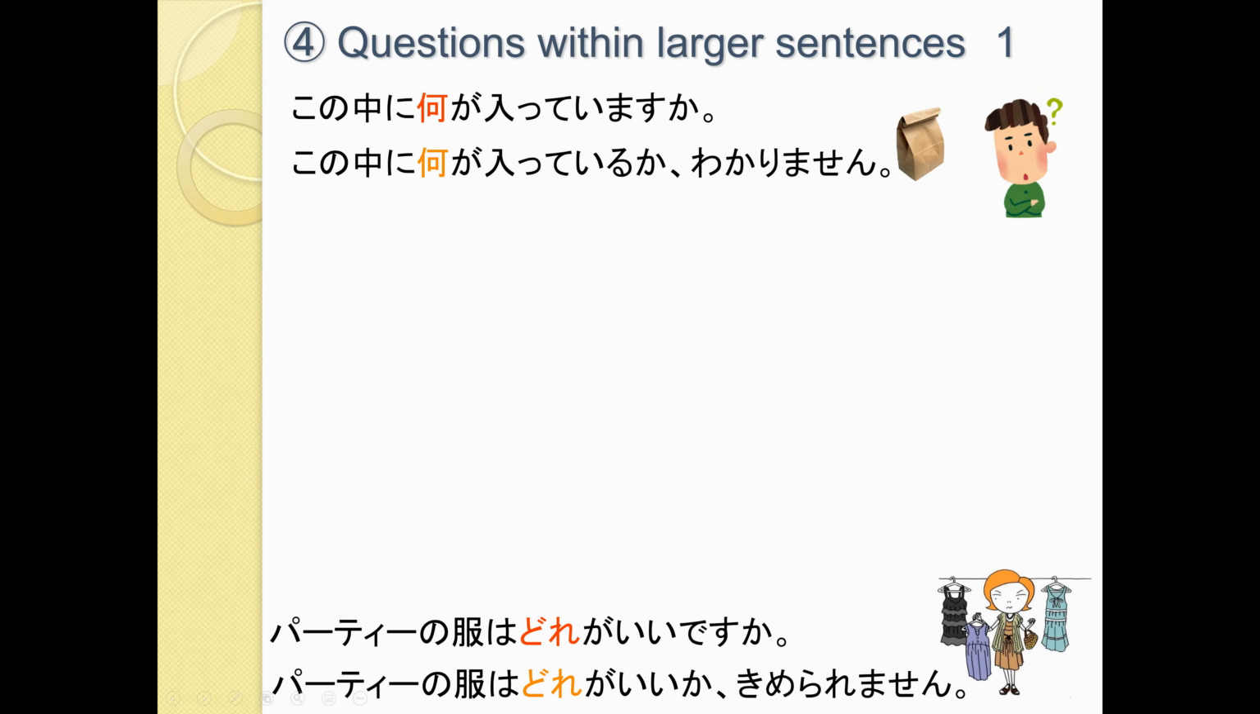So we can ask the question, what is inside this bag? We can also say, I don't know what's inside this bag. 私はわかりません. So I have わかりません. What I'm gonna do basically is take our question sentence that we have.